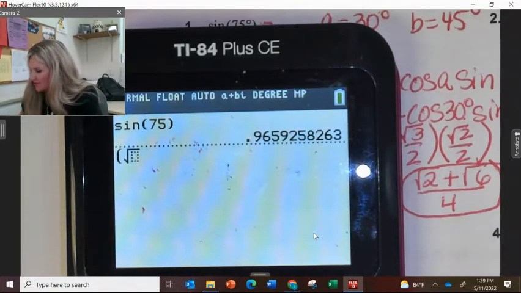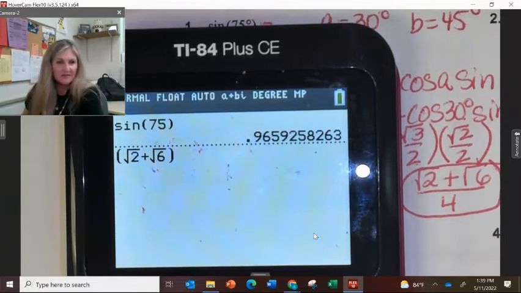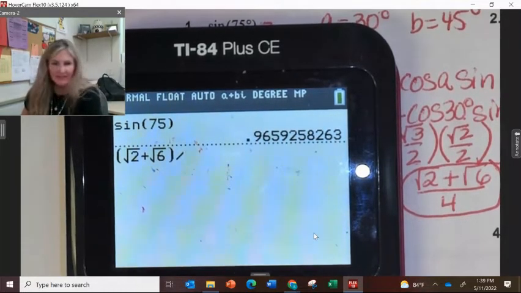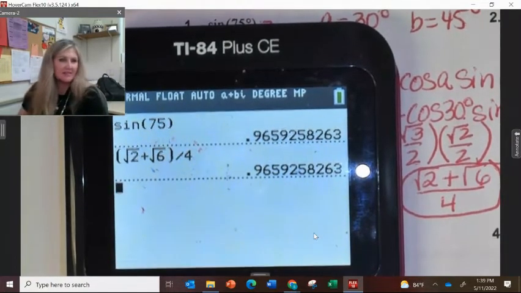Parentheses, radical 2 plus radical 6, parentheses. What do I want that whole thing to get divided by? And so now to check my answer, and it's exactly the same.